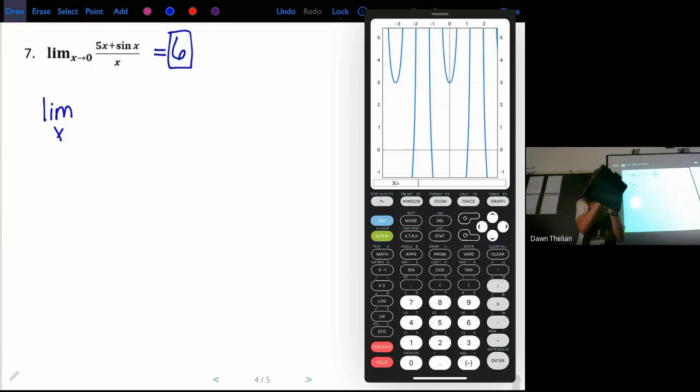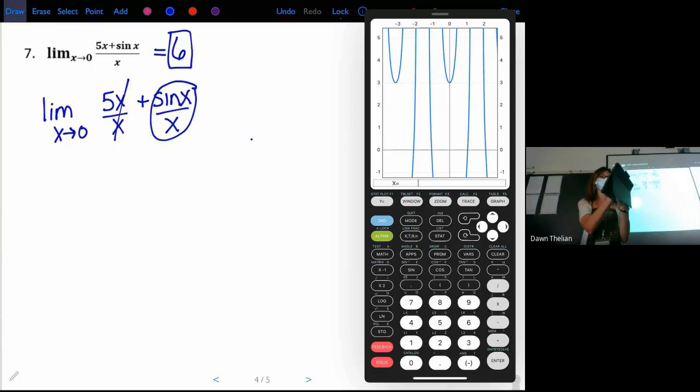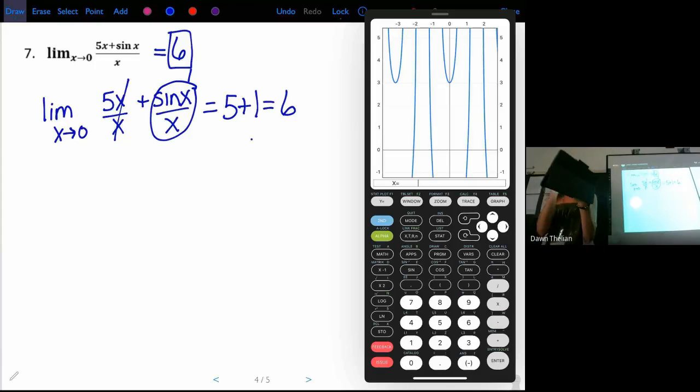So I split the numerators, so 5x over x plus sine x over x. The x over x cancels, so it's 5 plus sine of x over x, which is 1, so 5 plus 1 equals 6. Perfect. Yes, Megan? How come you just don't make the sine of x over x 1 and then do 5 times 0 plus 1? Great question. The plus sign here is what's messing that plan up.